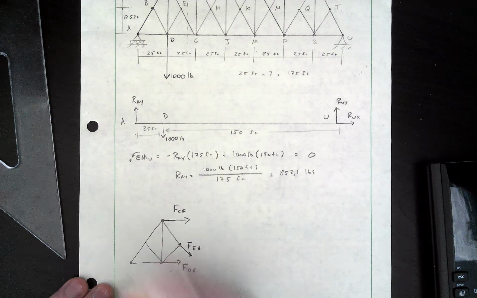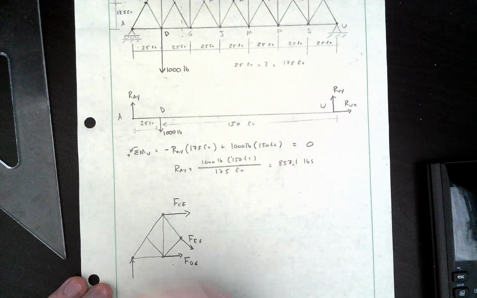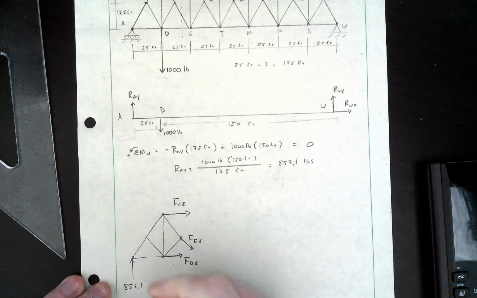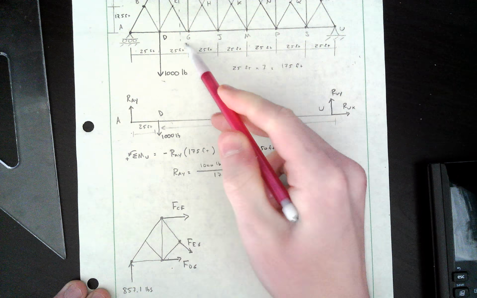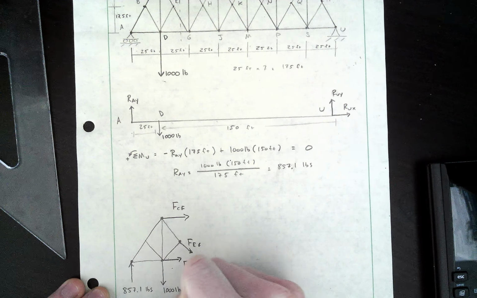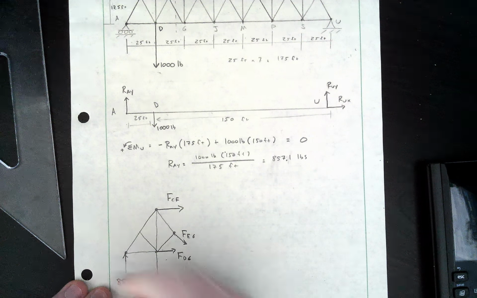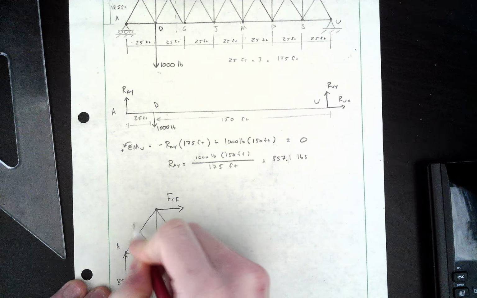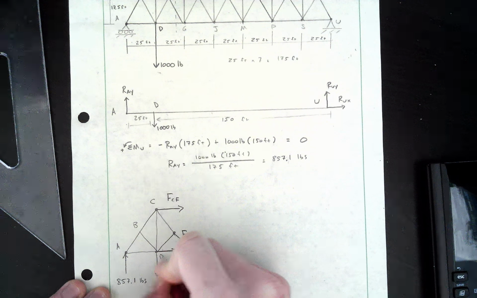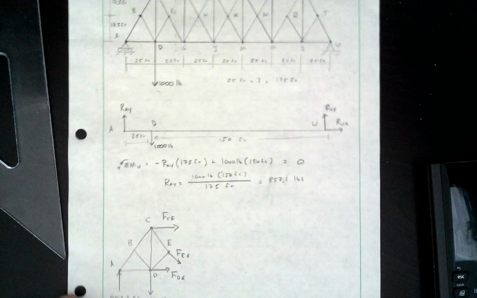So then we also have a reaction at A that's applied here, and we know that because we just found it. So this is going to be 857.1 pounds. And we also know that a 1,000-pound force is applied here, 1,000 pounds. Okay, and then also just to put some names on these, we know that this is point A, B, C, and then we know that this is D and E, just so we can refer to them easier.